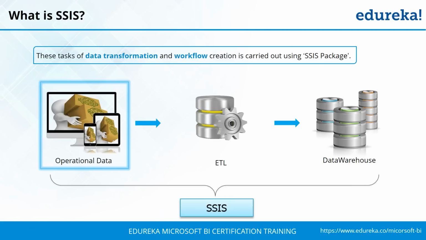So this is how SSIS looks internally. You have your operational data, which is coming from different sources. You perform the ETL operation on top of your operational data, and then you load it into your data warehouse. This is how you can perform ETL operation using SSIS.